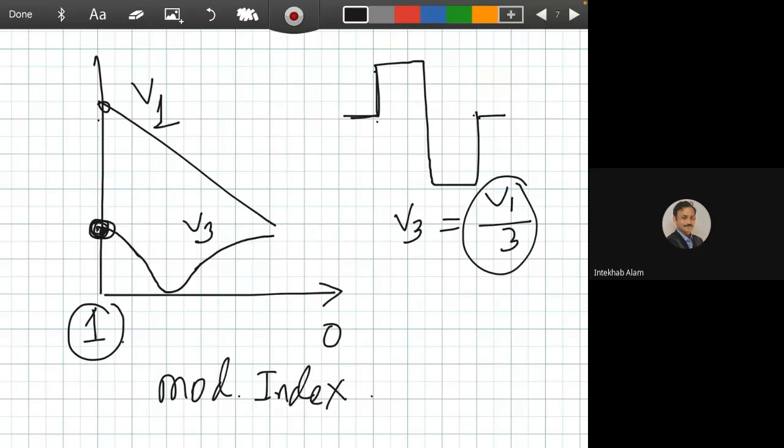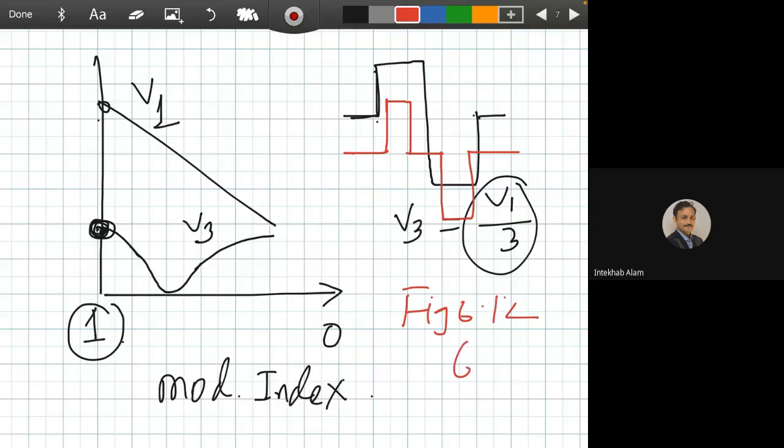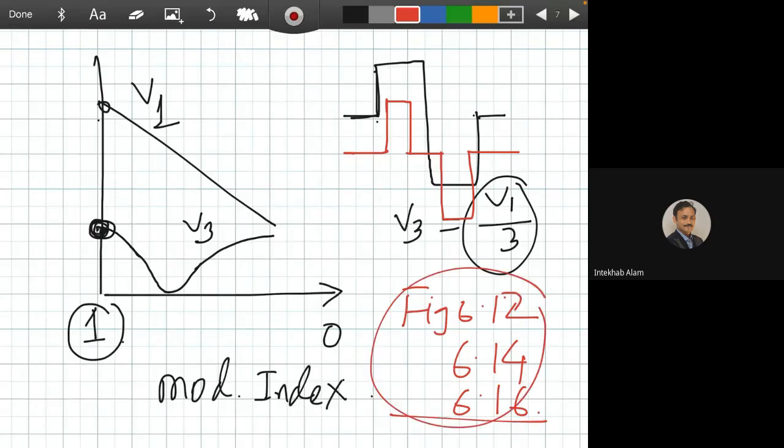Okay, but if you just change the modulation index, the output is a little bit different. Like here it may be some narrow. So if the output is like this, then there is a change in the V3. So please see figures 6.12, 6.14 and 6.16. If you see these figures, you will get a good idea of the modulation index.